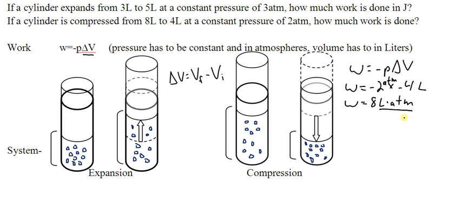So those are the main concepts here. If a system is expanding at a constant pressure, the system's doing the work, you should have a negative sign for your resulting work value, and if you need to make a conversion, 1 liter atmosphere is equal to 101.3 joules. Now, if you have a system that's being compressed at a constant pressure, work is being done on the system. And so, hope this helps out.